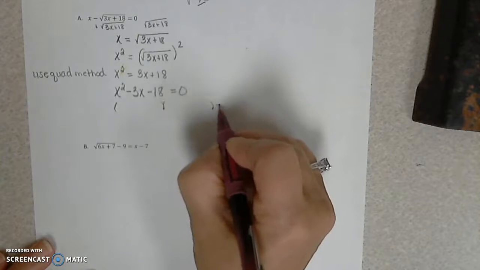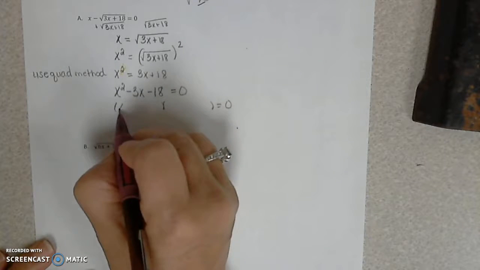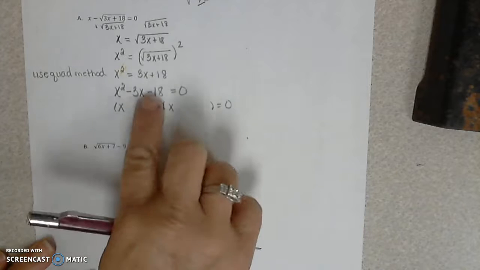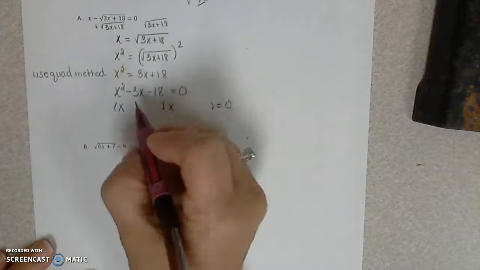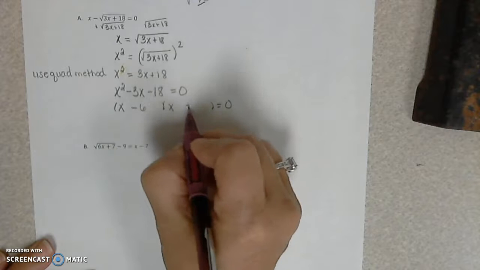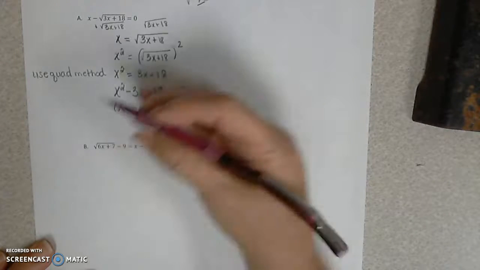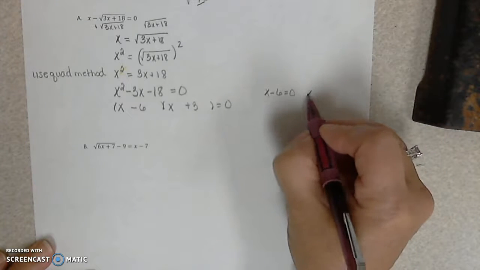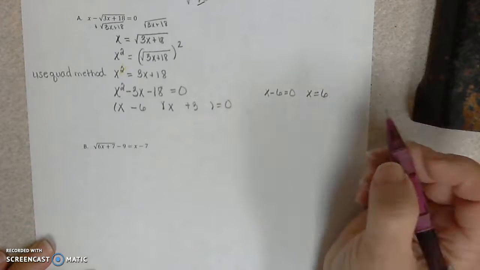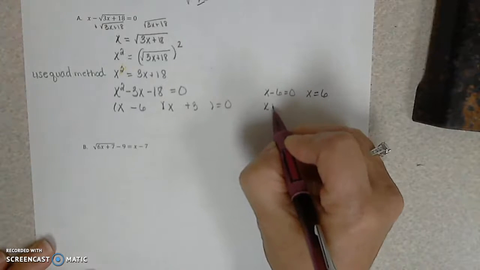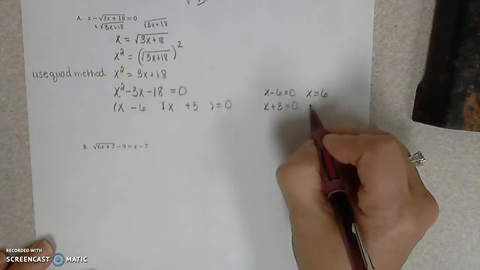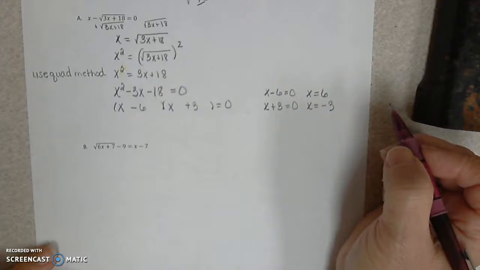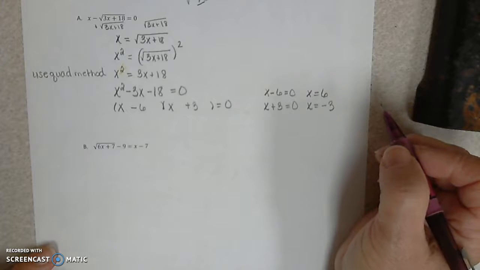Just like we've been doing in section 1.4, this is why you need to know how to solve quadratics, so you can solve anything. Factor, and then we would set each factor to 0. So x minus 6 equals 0, x would be 6. And x plus 3 equals 0, or x would be negative 3. But don't forget to check.